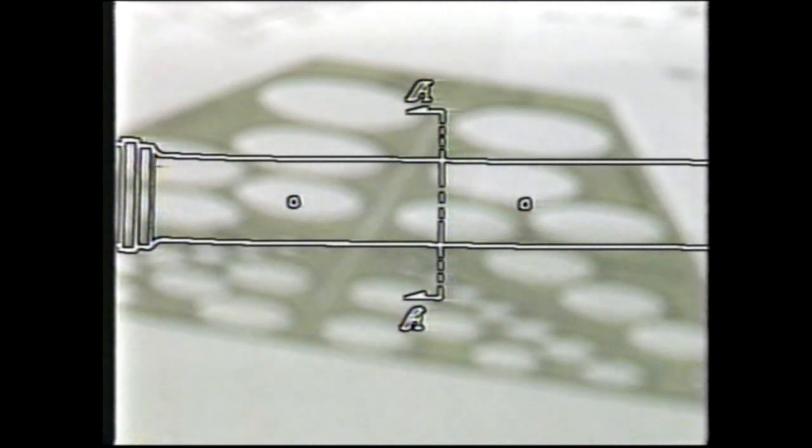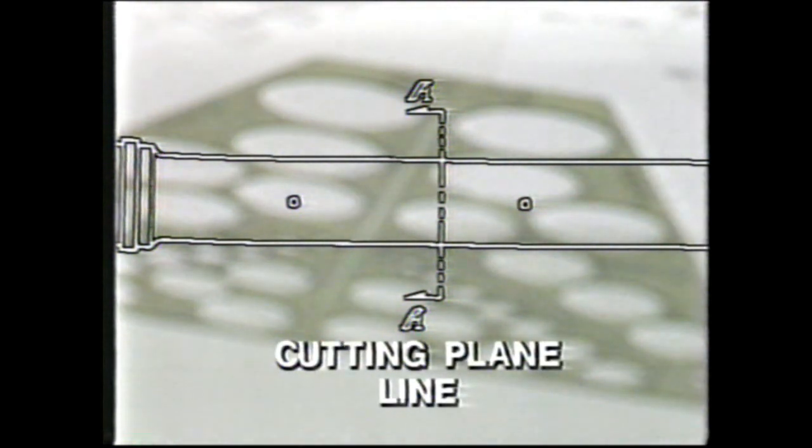A removed section shows the shape of a part and may be drawn at any convenient location on the drawing, preferably near the point where the section is taken. That point is identified with a cutting plane line. The letters at the ends of the cutting plane line correspond to the letters identifying the removed section.